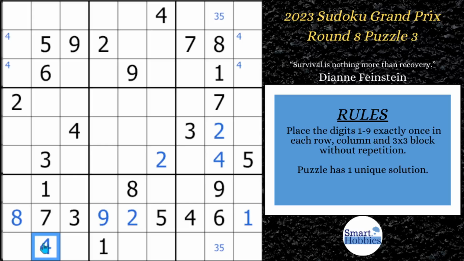But we can use this knowledge, this 4 with this 4, to solve for 4 in block 8. And now with these 2 4s and these 2 4s, we can solve for 4 in block 5.